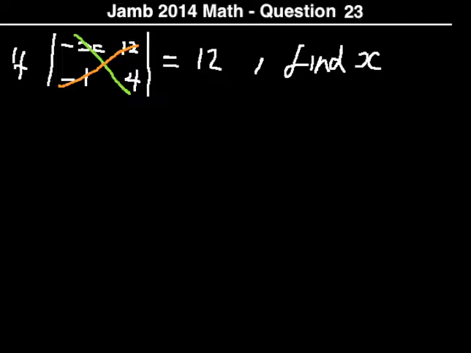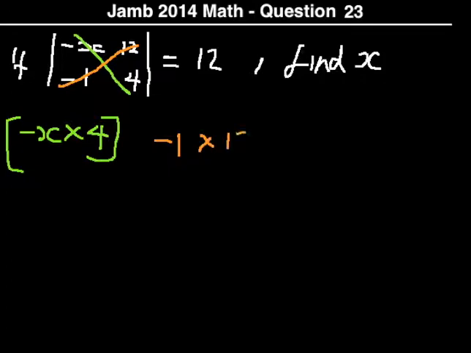For the green line, we have minus x times 4. And then for the orange line, we have minus 1 times 12. And all we have to do now is subtract these two values from each other and say they're equal to 12. At this point, we're looking at an arithmetic question. So let's go ahead and solve it.